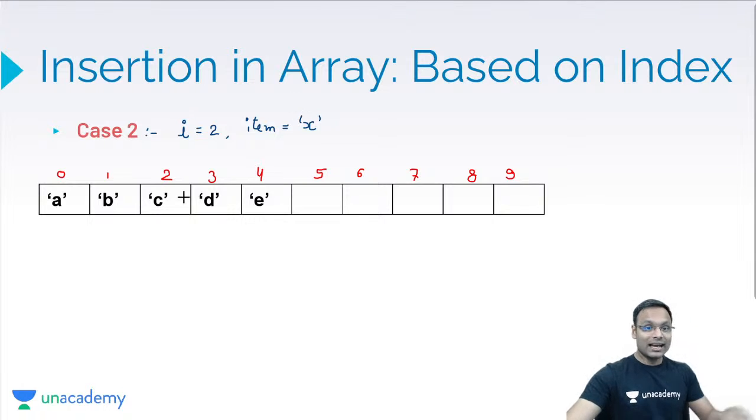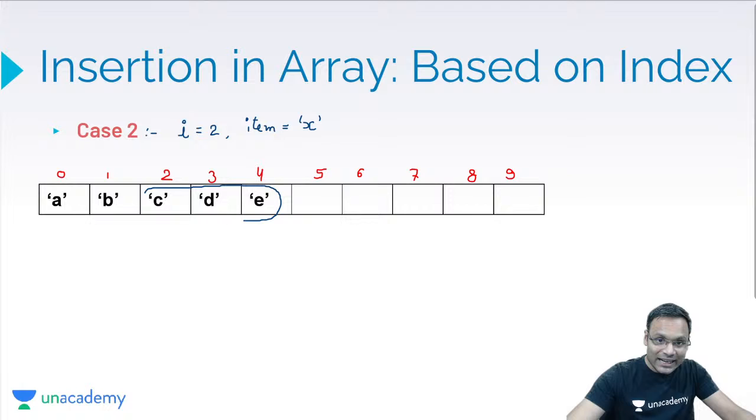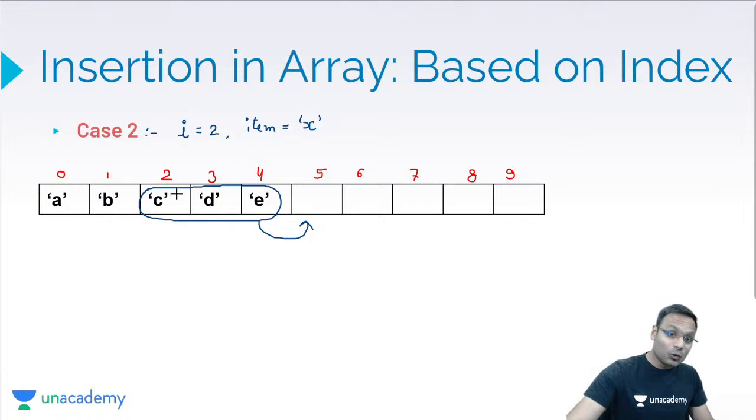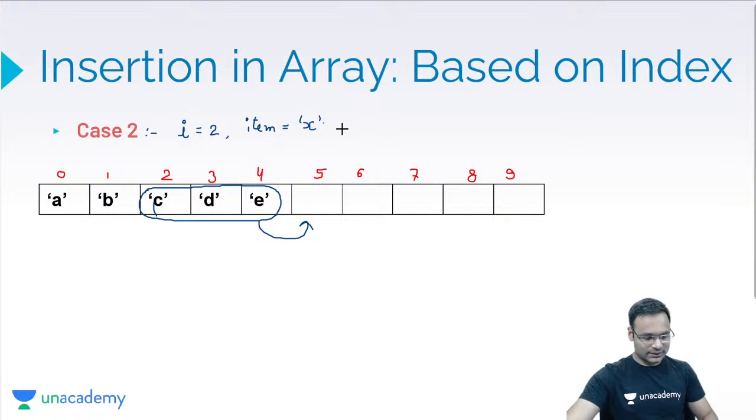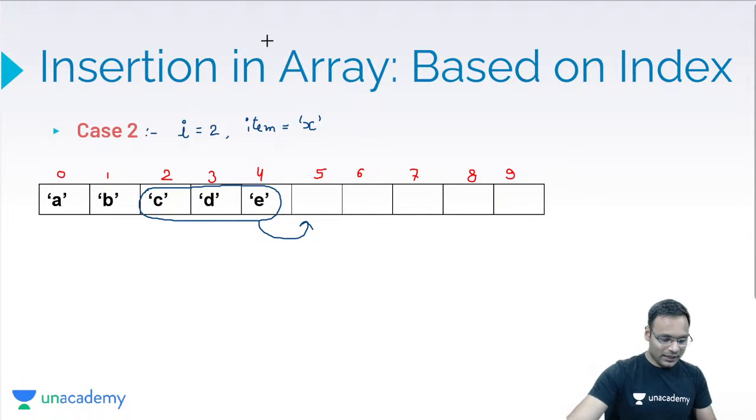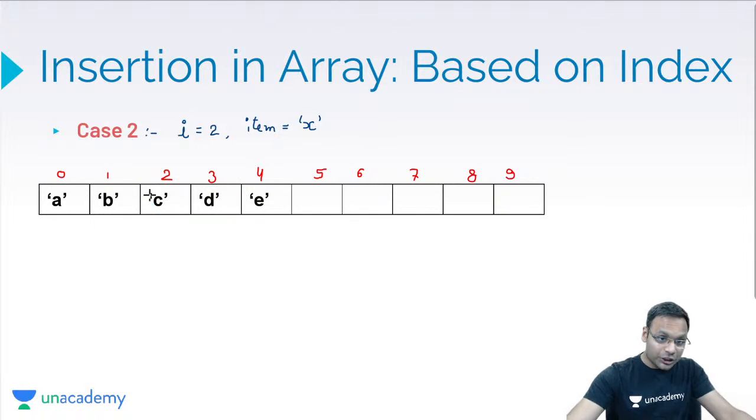What happens? I will have to make this position free. But to make it free, I'll have to shift things. We have consecutive elements C, D and E. All of these elements I'll have to shift one position towards the right so that I can make space here for the new element x. What will I have to do? I'll have to shift these elements to the right side so that index 2 can become free.